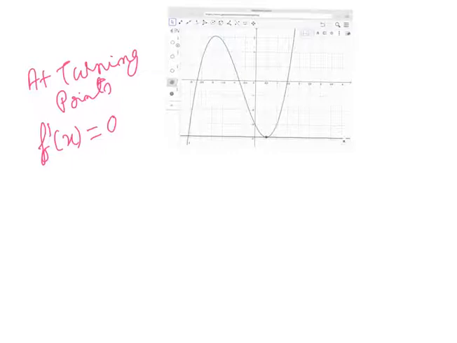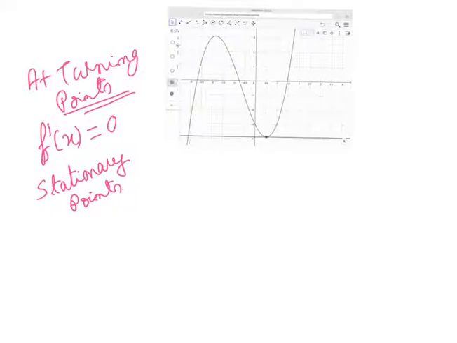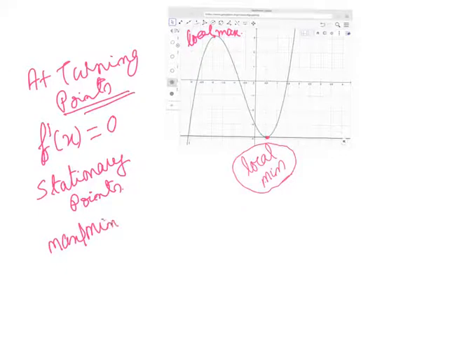So turning points, we also call them stationary points. We also call these points the turning points. This here, you can see this is a maximum. We call it a local maximum. We call this one a local minimum. Local minimum and local maximum are the words we use, or we also call them maximum or minimum points of a graph.